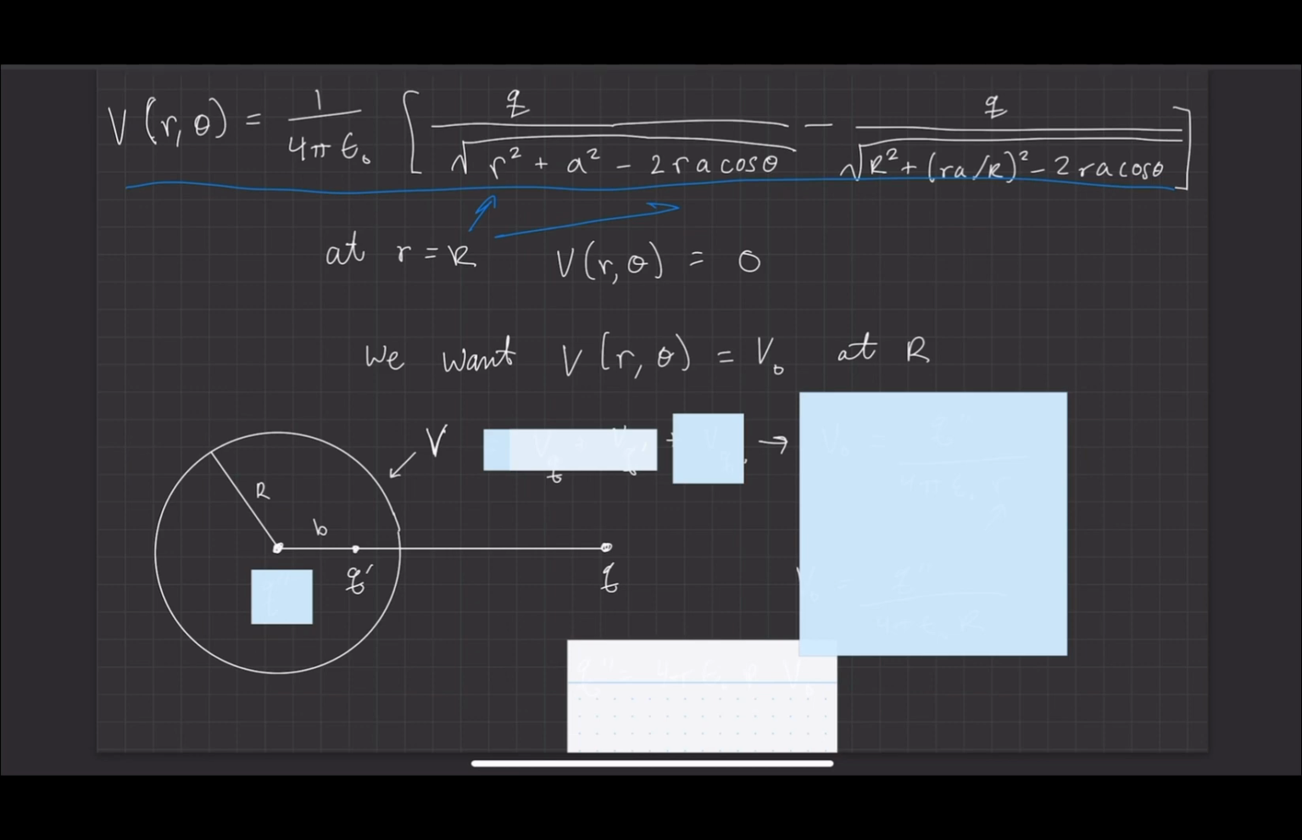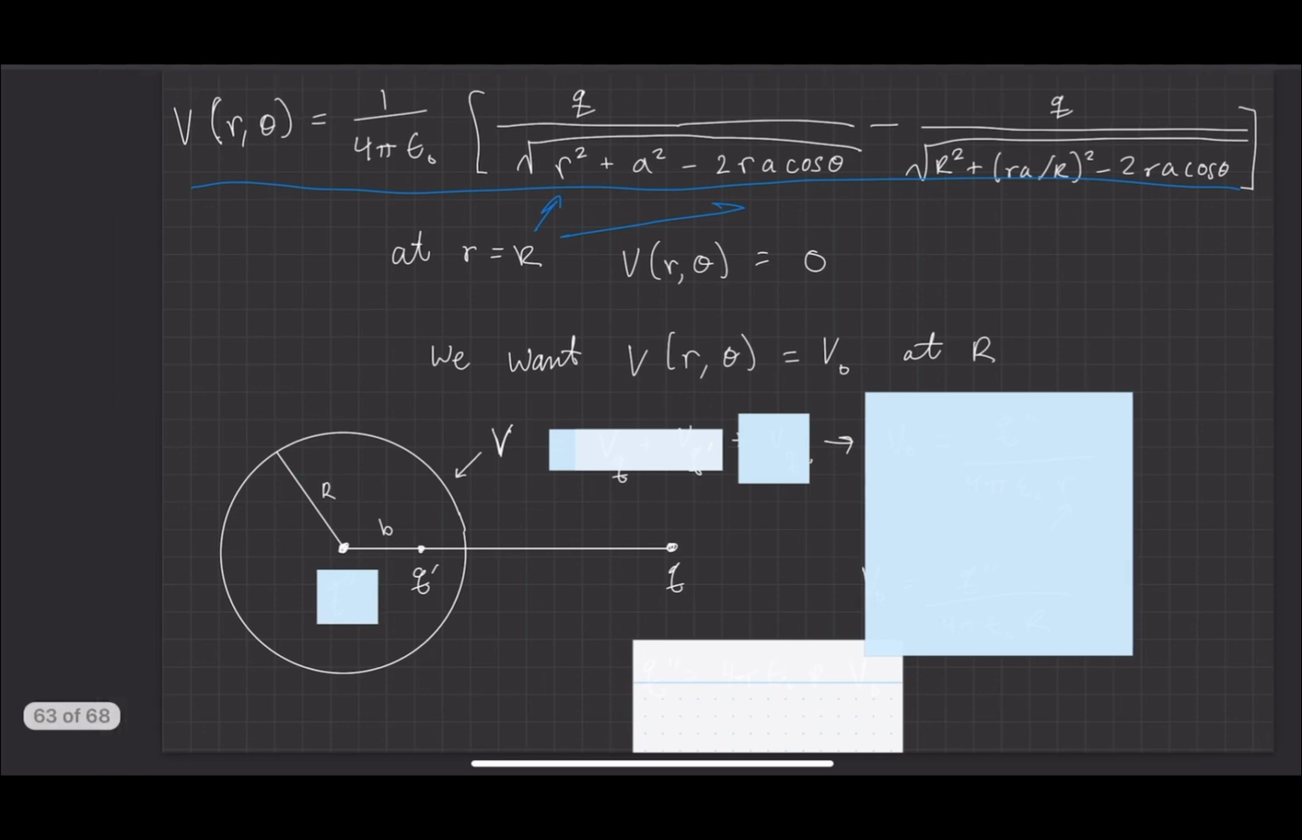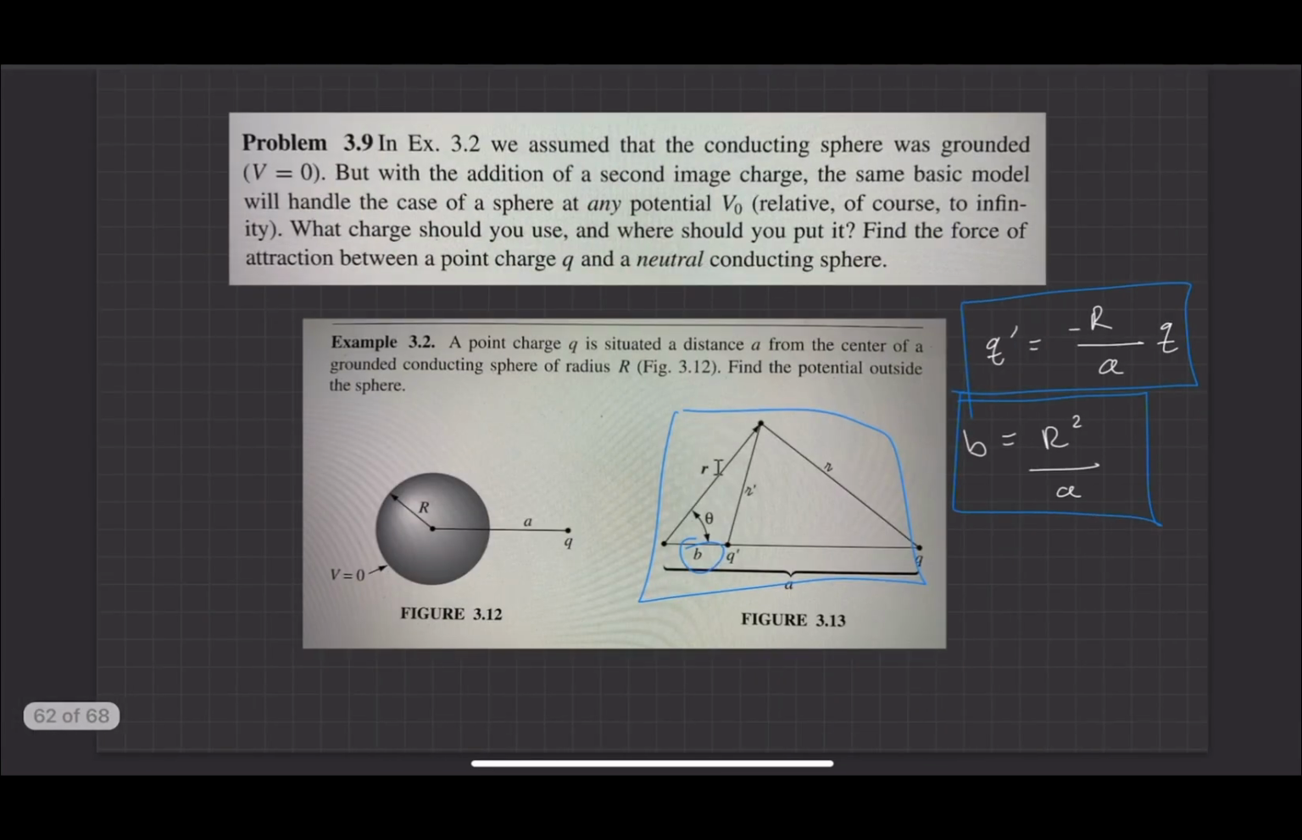So that's not what we want for our problem. For our problem, we want there to be a potential of V naught on the surface of the sphere, not a potential of 0. So the sphere is not grounded. So what do we do? How do we do this?